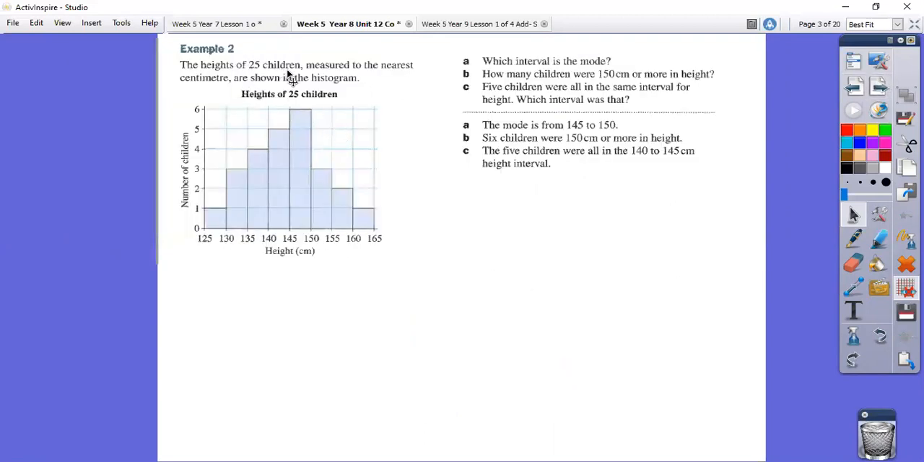Then example 2: the heights of 25 children measured to the nearest centimeter are shown in the diagram. Part A asks which interval is the most, and remember the mode is the highest frequency. So you can see here that the highest frequency was there. So that's 145 to 150.